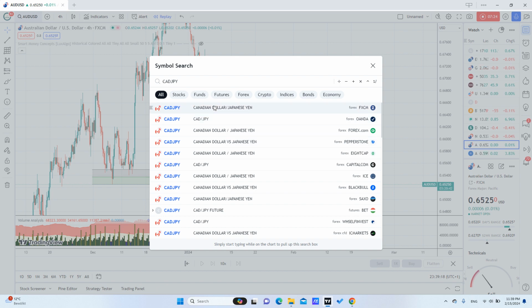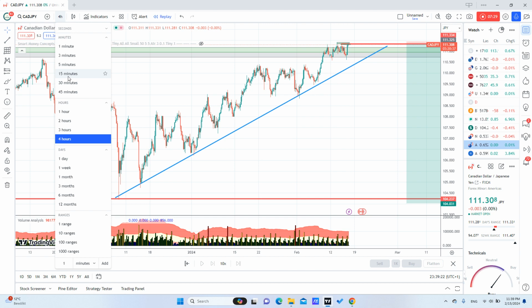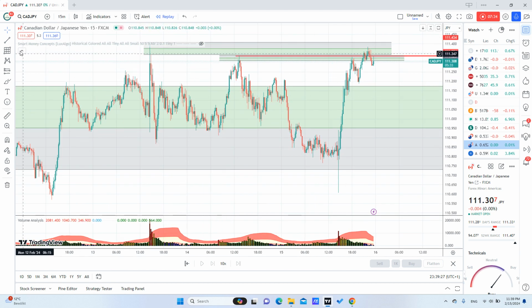If we go back to the CAD yen, we also have a very beautiful setup here, as I said before. This one here. We have this break of structure, and then this is the engineered liquidity and trend line, and it was taken, and after that we went down, showing us that actually this is the real supply.